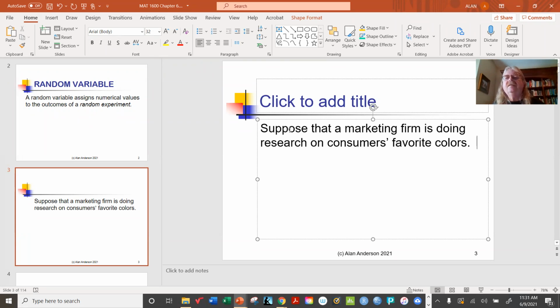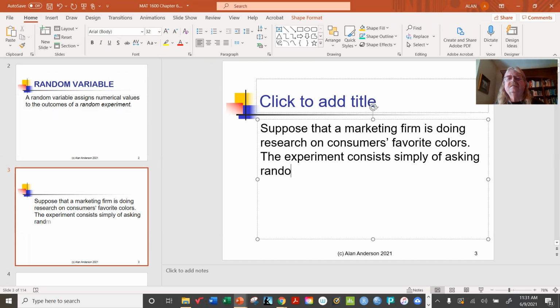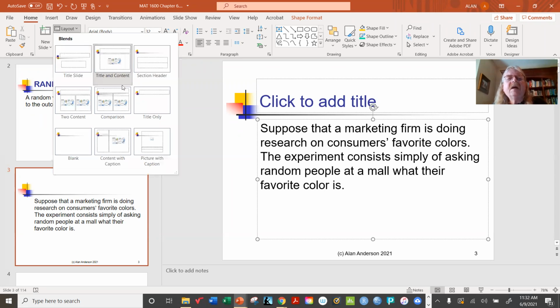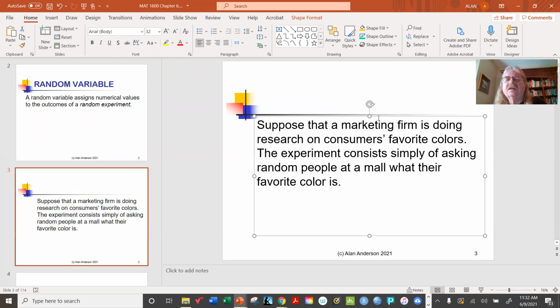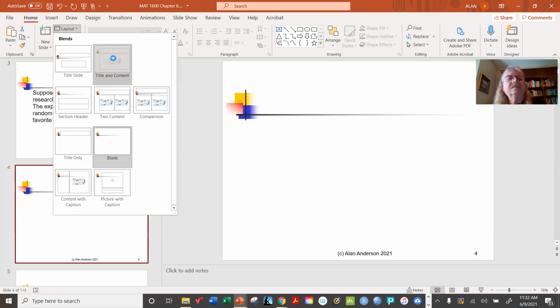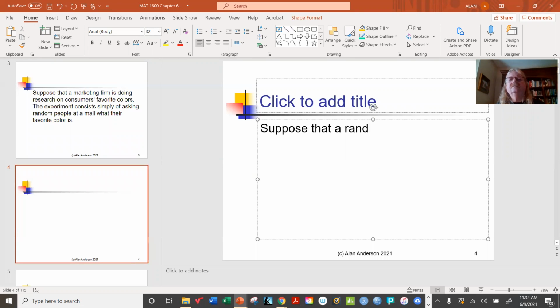But so imagine that the experiment consists simply of asking random people at a mall what their favorite color is. Now, the problem with colors, of course, is that they're words. They're not numbers, they're words. So for statistical research, it might be better to have numbers rather than colors. So suppose that we create a random variable that does the following. A random variable is defined as follows.